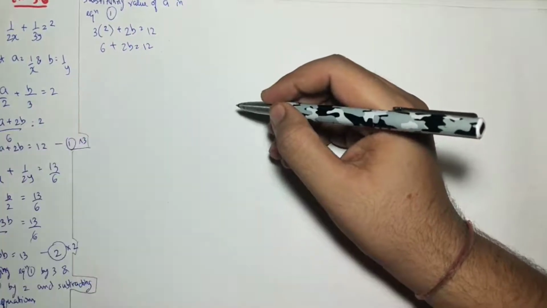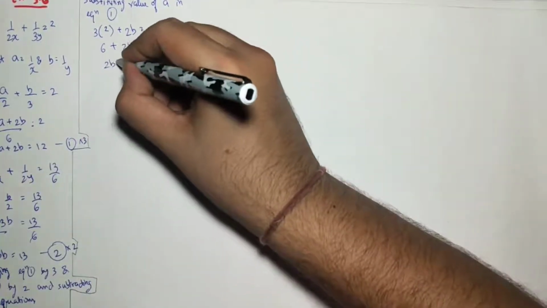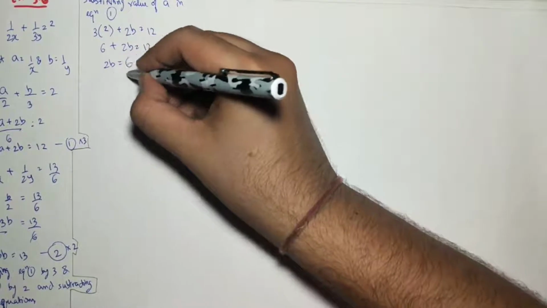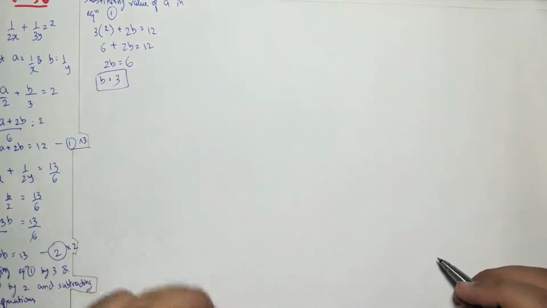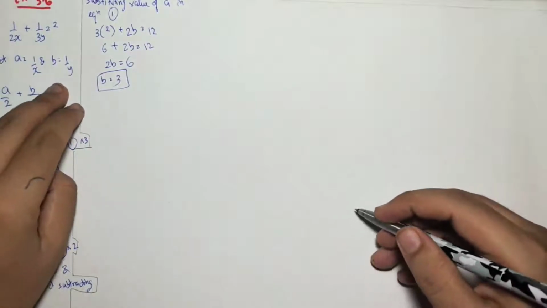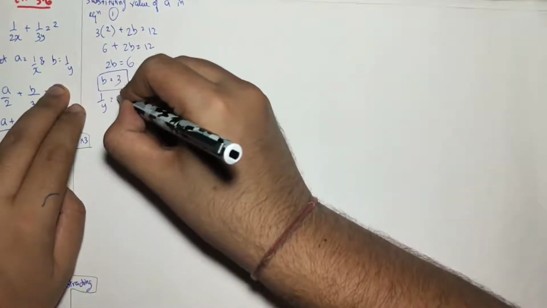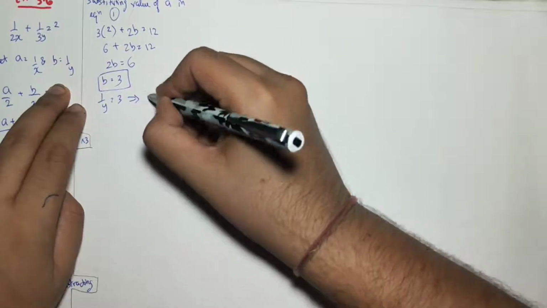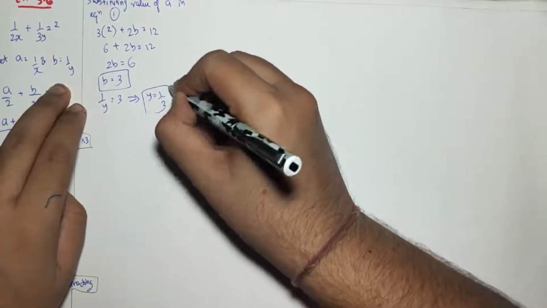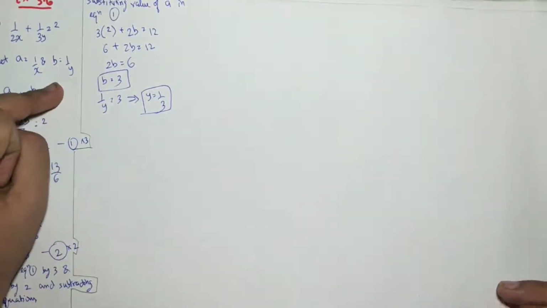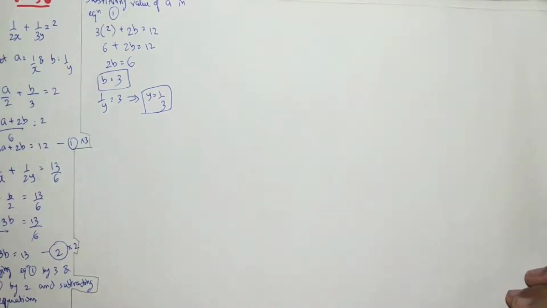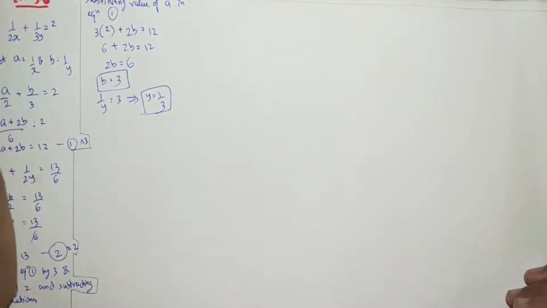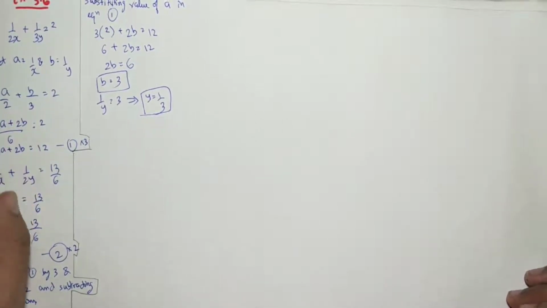The 6 will go on that side, get subtracted. So 2b will be equal to 6. 2 will get divided, so b will be equal to 3. After getting b, we have to find y. So 1 by y will be 3. That will give us y equals 1 by 3. So without taking the LCM in the first equation, in these two equations, we can find the value of x and y by an alternate method, which is much easier, and we have learned this now.